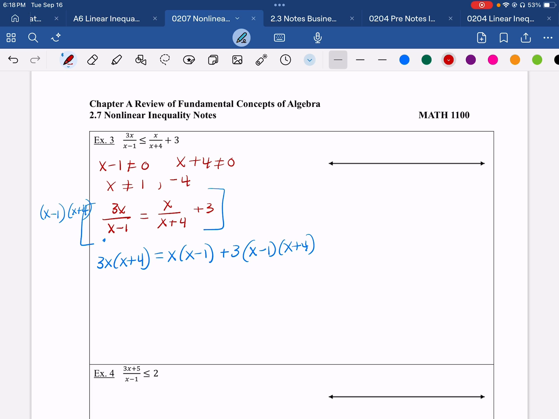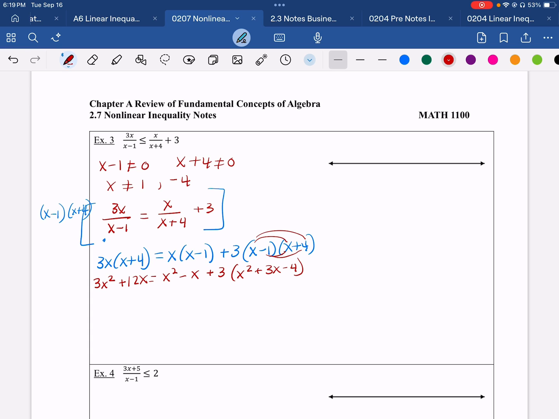So now I'm going to distribute. 3x times x is 3x squared. 3x times 4 is 12x. X times x minus 1 is x squared minus x. This is going to give me plus 3. If I multiply x minus 1 times x plus 4, you should end up getting x squared plus 3x minus 4. So you're going to multiply here, here, here, and here, and then combine like terms.